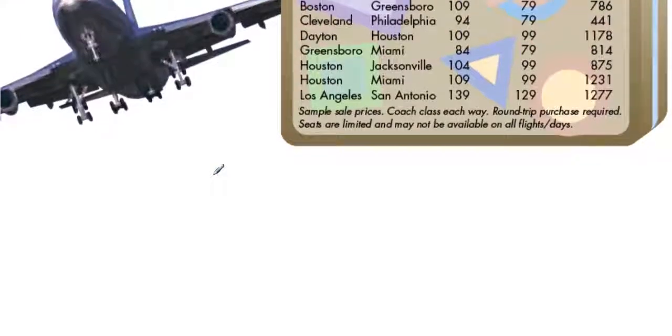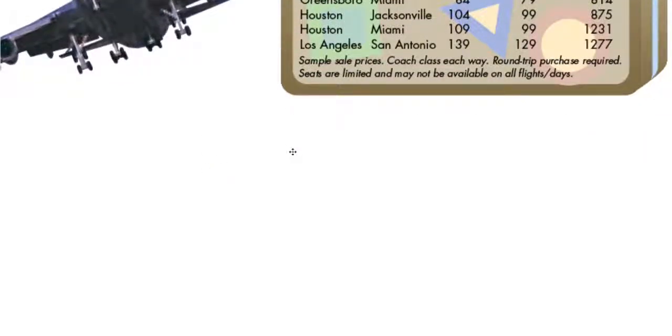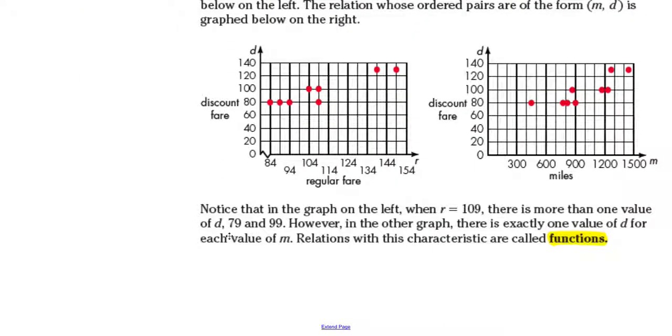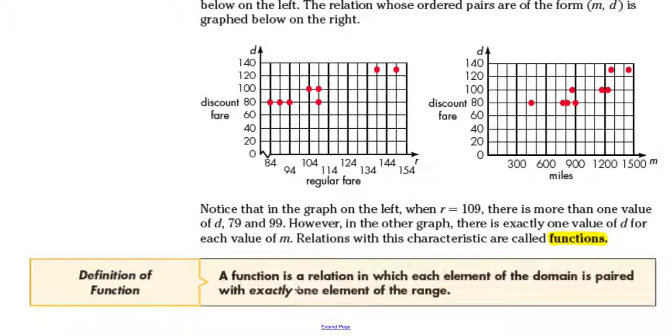The definition of a function: a function is a relation in which each element of the domain is paired with exactly one element of the range. This is a good example of what a function is, because each element of the domain, your x-axis, is paired with exactly one element of the range. Unlike this graph over here on the left, where two elements of the range are paired with one element of the domain.